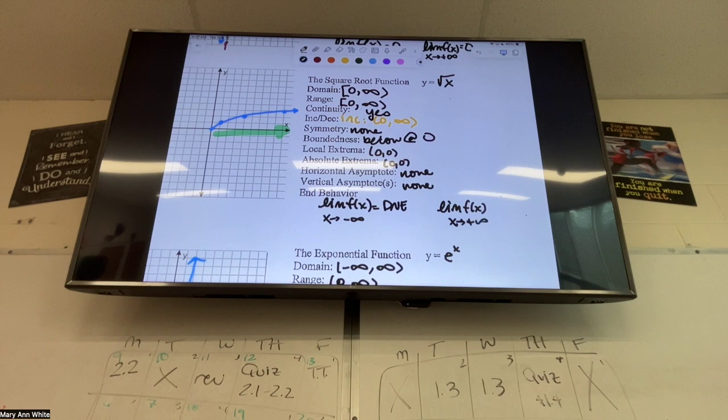Can we just write it? You have to write the one. You can write DNE, or if I were you, I wouldn't even write one for this one. I just wouldn't write that one. But positive infinity, as x approaches positive infinity, what's my graph doing? Also going to positive infinity.